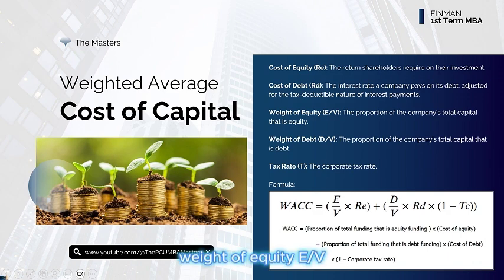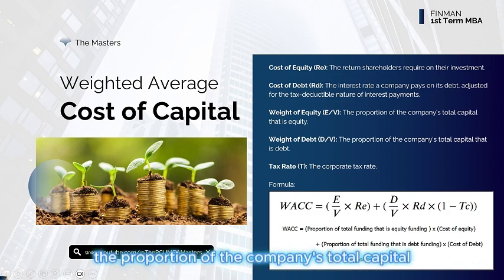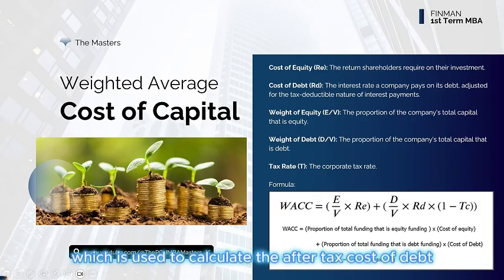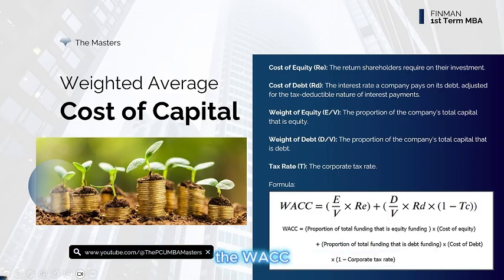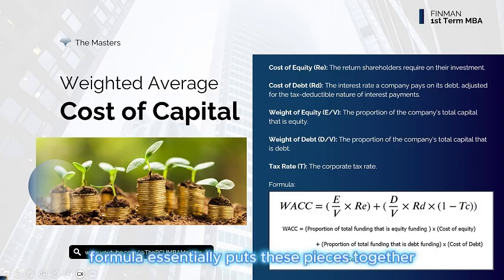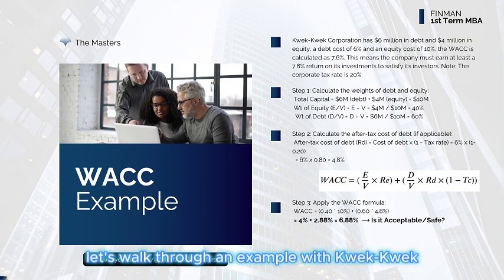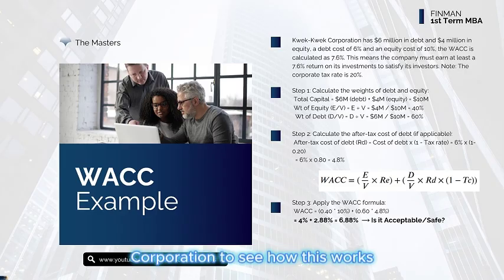Weight of equity, E over V. The proportion of the company's total capital that comes from equity. Weight of debt, D over V. The proportion of the company's total capital that comes from debt. Tax rate T, the corporate tax rate, which is used to calculate the after-tax cost of debt. The WACC formula essentially puts these pieces together, weighting the after-tax cost of debt and the cost of equity based on their market proportions. Let's walk through an example with Kwek Corporation to see how this works.